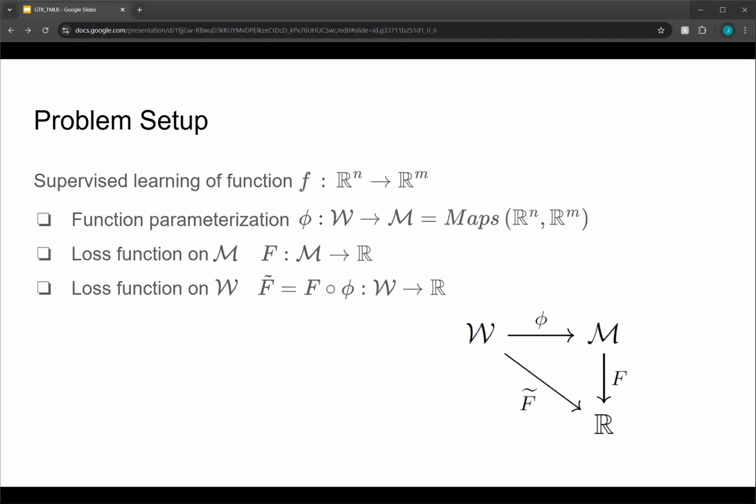Our problem setup is the supervised learning of a function f, say from R^n to R^m. In particular, we consider parameterization of the function f with a mapping phi from the parameter space W to the function space big M. For the supervised learning, a loss function F is defined on the function space big M. Then, as shown in the commutative diagram, F and phi introduce a loss function F tilde on the parameter space W.